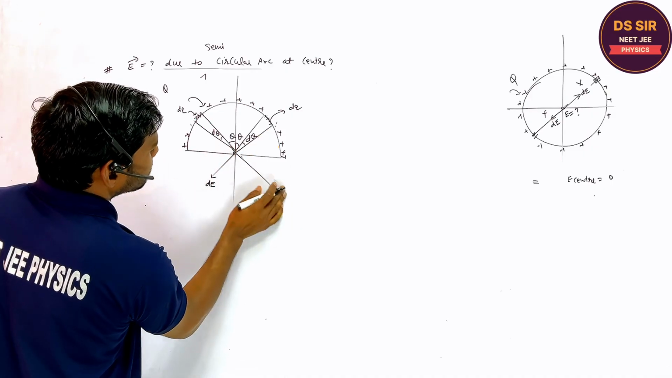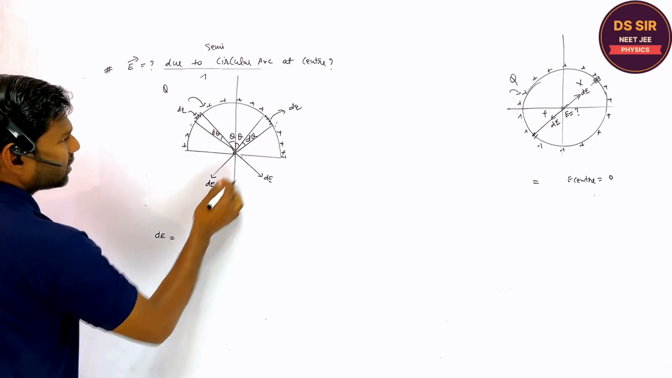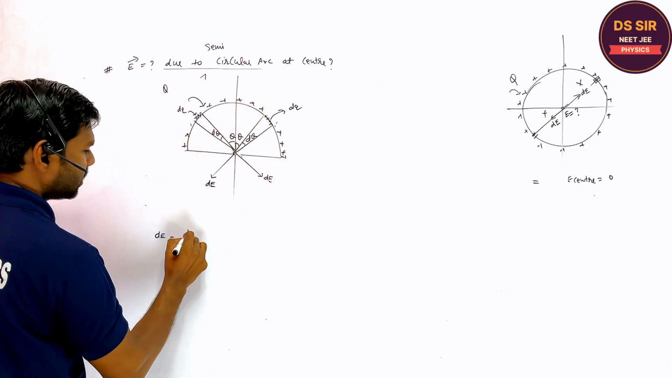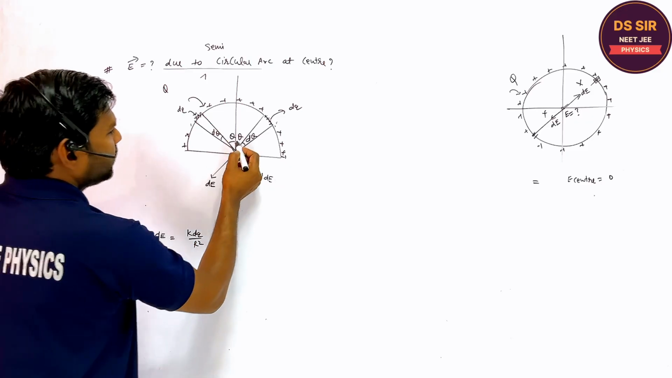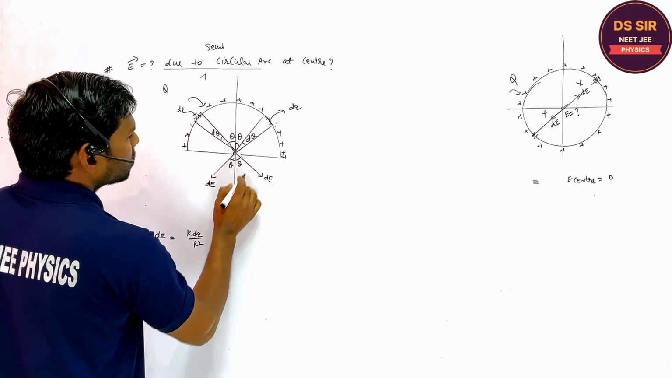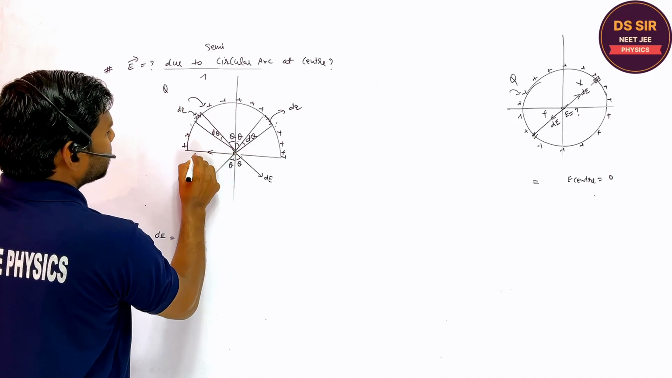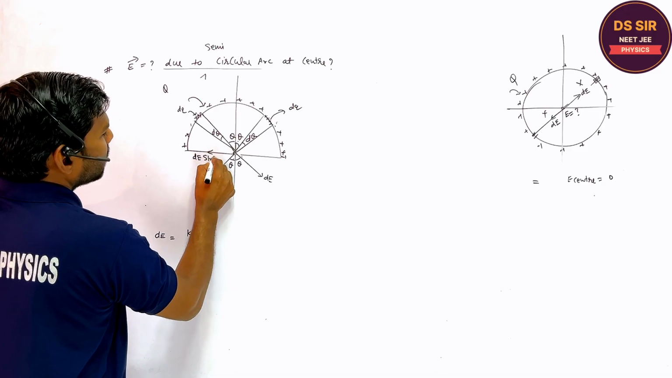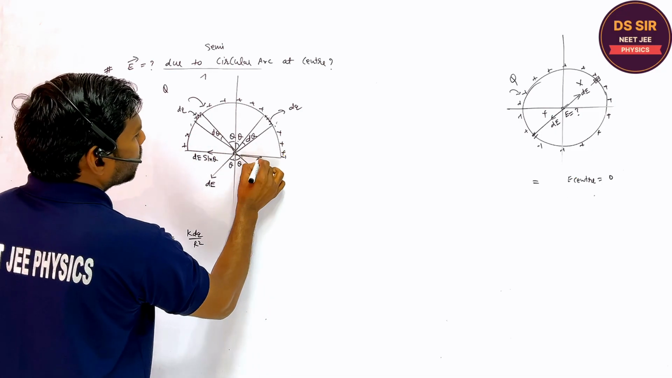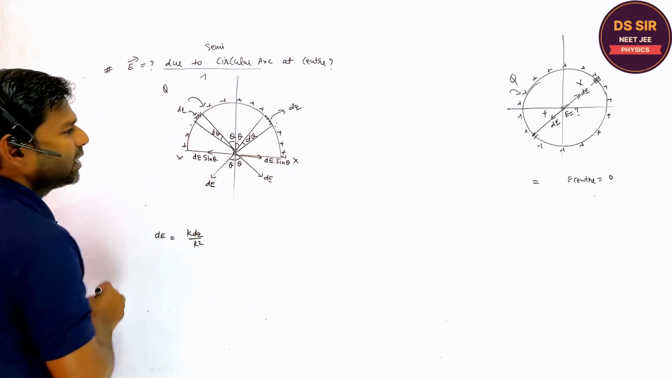Fine. This is the dE. What is the value of the dE? You tell. The radius is r. This is k dq upon r square, the elemental electric field. If this angle is theta, this is theta, this is also theta. Because of this dE, this is the sine component. It cancels out by the sine component of this. Is it fine? So these sine components cancel out.